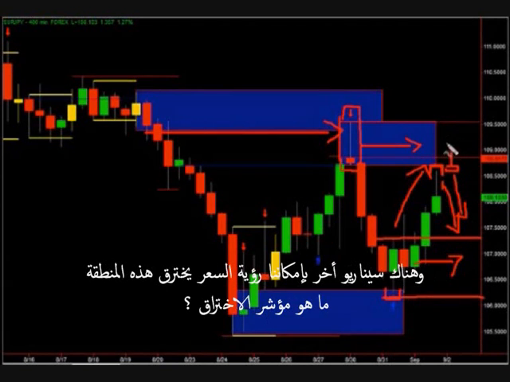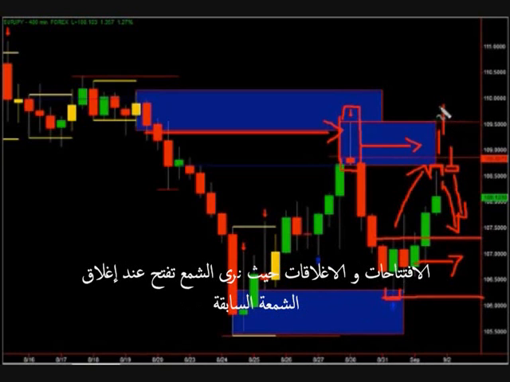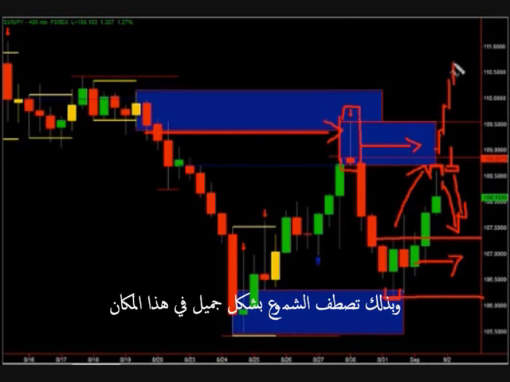Other scenarios to consider are, we could ultimately see price continue through these locations, and what's going to indicate price to continue? Well, opens and closes at opposite ends of the bars. We basically see the bars with opens and closes at opposite ends, bars stacking up quite nicely at these locations.